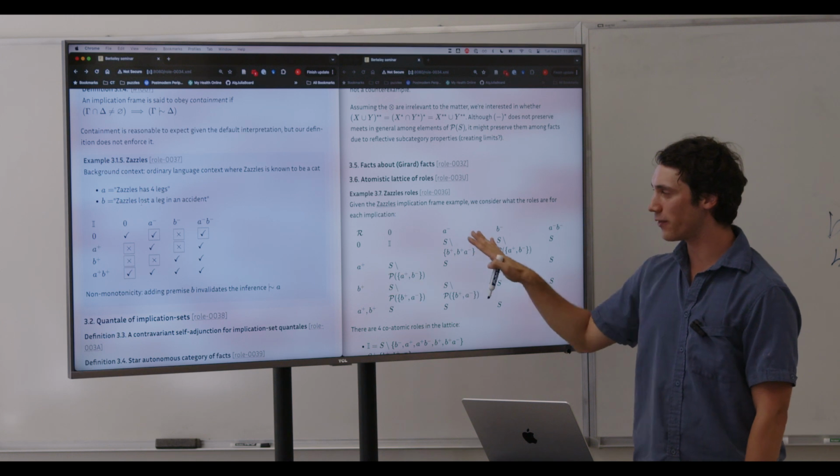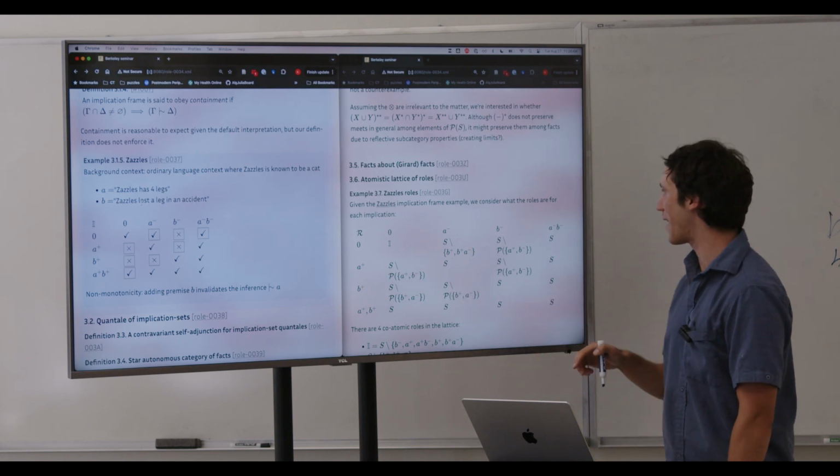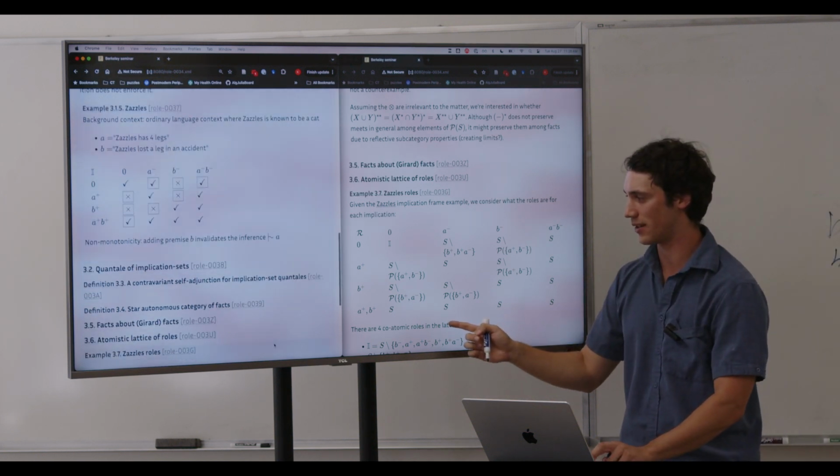So yeah, we have all of these. This table is basically telling you, for some singleton set, some singleton implication, what is the star of that? And it turns out that that's actually all you need because of this atomic business. All the other possible roles that you could have, all the possible values of something star, is going to be just the meets, the intersections of these things.